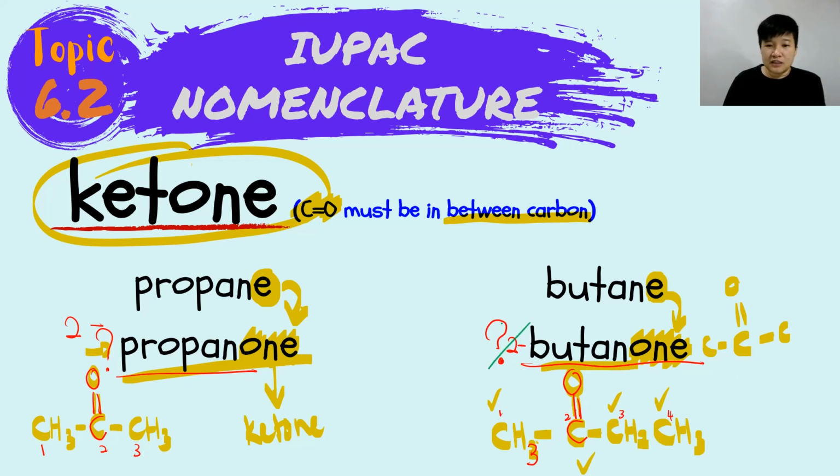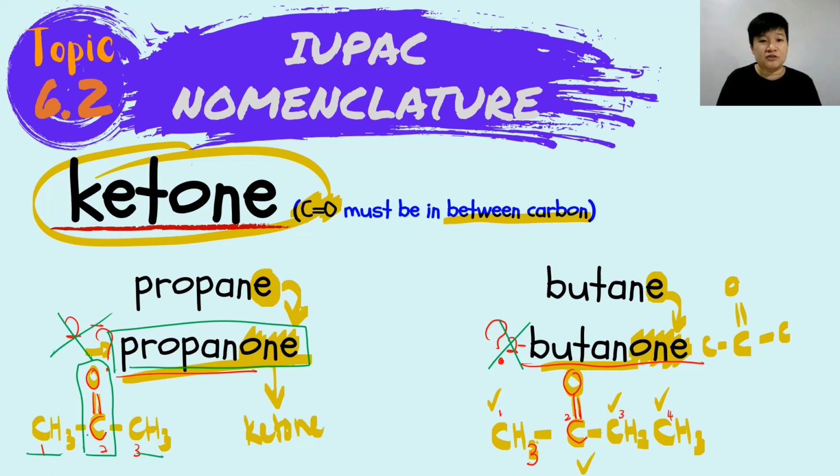It's not needed to put the number because for the 3-carbon propanone, your C double bond O must be in the center to form a ketone. Your C double bond O cannot be on the side because then you will have an aldehyde. Since it must be in the center, your propanone is forever 2-propanone. Therefore, it's not needed to put the number.